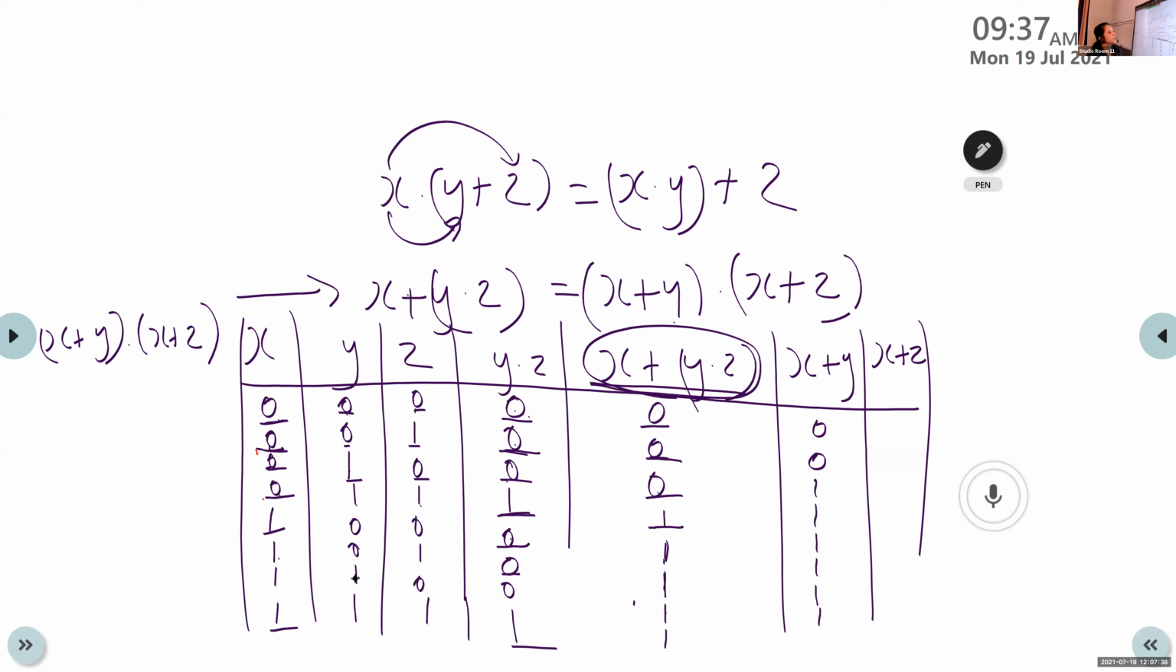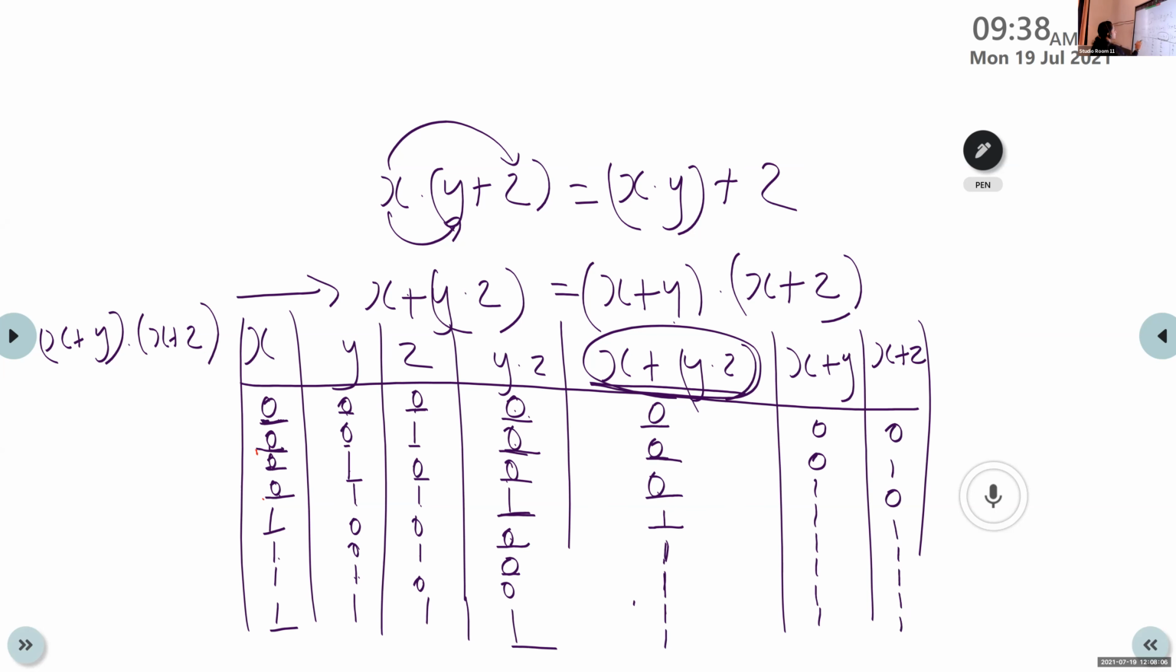Any doubt, John Joes? No, ma'am. Then what about the x plus z column? John Joes? Yes, ma'am. Okay, what about this x plus z column? Here x is 0, z is 0. Then what is the result of x plus z?